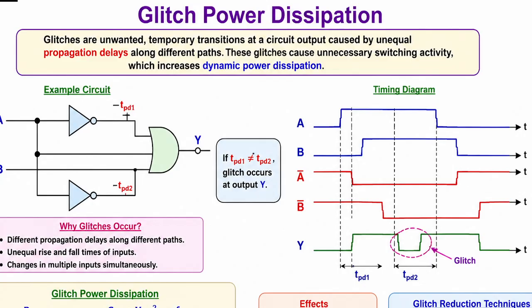I will explain about glitch power dissipation in VLSI. Glitch power dissipation means it is an unwanted transition power dissipation. Actually the transition is not required, but it will happen because of delay in path. Due to delay in path, we get power dissipation or unwanted transition.